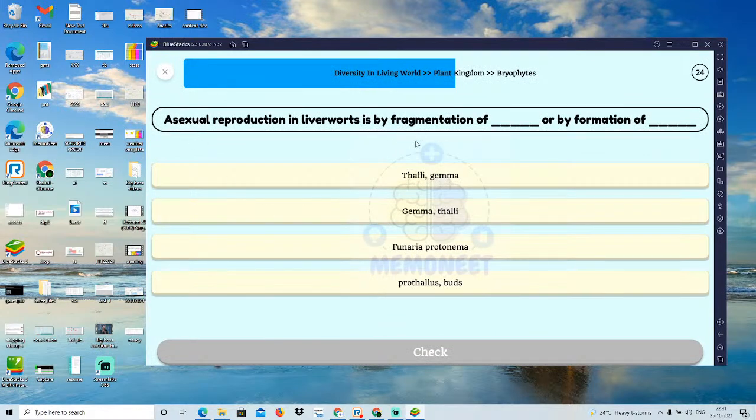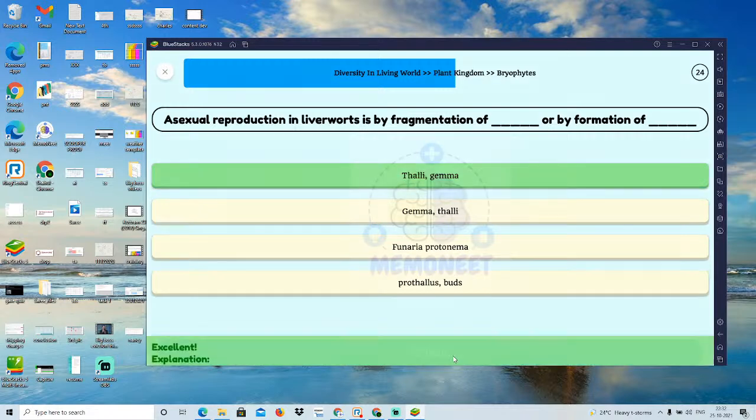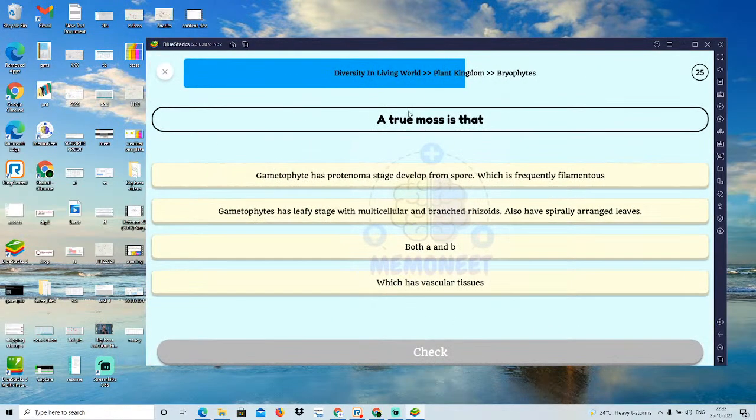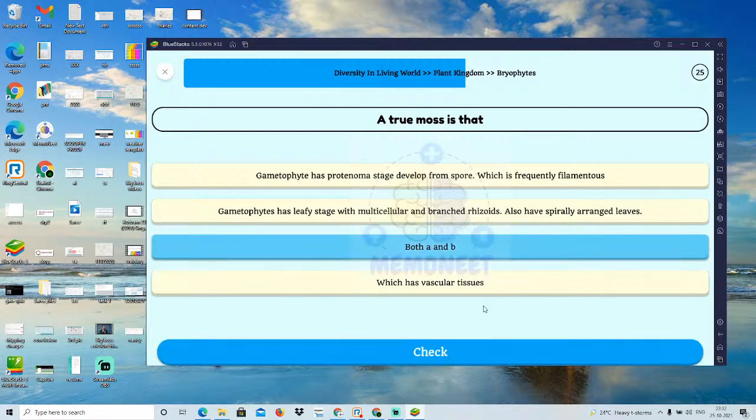Asexual reproduction in liverworts is by fragmentation of dash or by formation of dash. So it can be by fragmentation of thalli or by gemmae. Gemmae are the cup-like structures. A true moss is that gametophyte has a protonema stage developed from spore, which is frequently filamentous. Yeah, this is true. Gametophyte has a leafy stage with multicellular and branched rhizoids. Yeah, also has spirally arranged leaves. Yeah, both A and B are true.